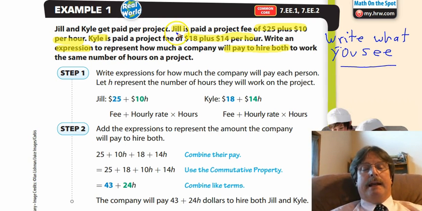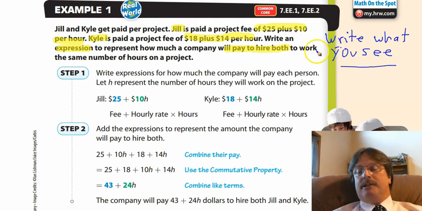In example 1, I've highlighted the important information for the word problems. Jill, $25 plus $10 per hour. Kyle is $18 plus $14 per hour. Write an expression for hiring both of them. So they go ahead and, if you follow what I'm asking you to do, write what you see, okay? So I see $25 plus $10 per hour. So for Jill, here's the 25 plus the $10 per hour. So we use the h for the hourly rate. That's our variable, okay?